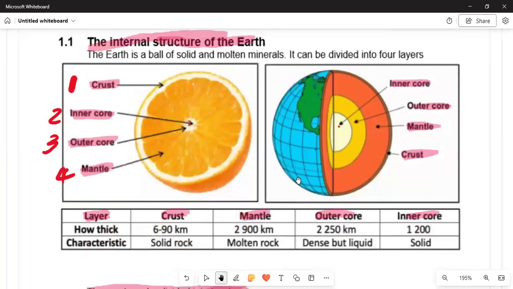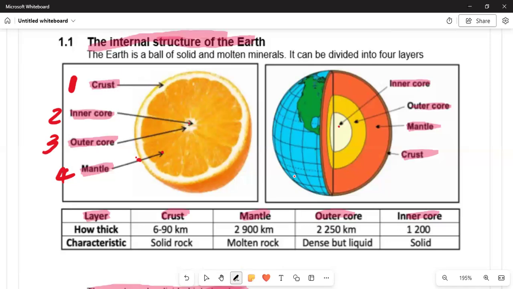Let us see the overview. Remember that we said we are having the internal structure. So we want to know what their characteristics are, how do they look? The crust is 262. We have the mantle, which is at 2,900 kilometers, measured from here up to this reference point. Then we've got the outer core, which is 2,250, and the inner core, which is 1,200.